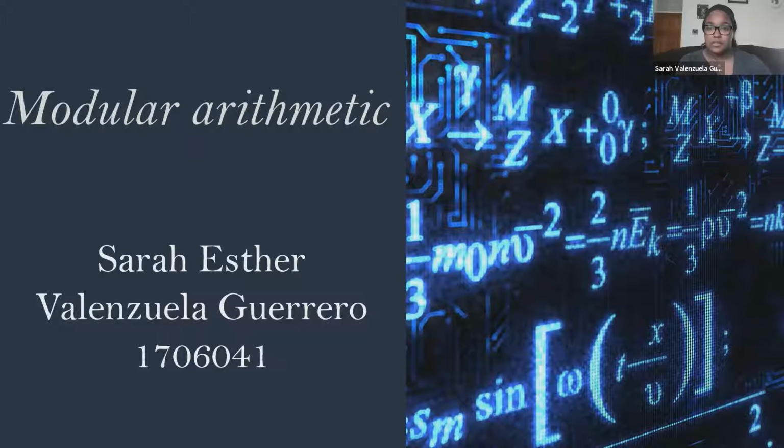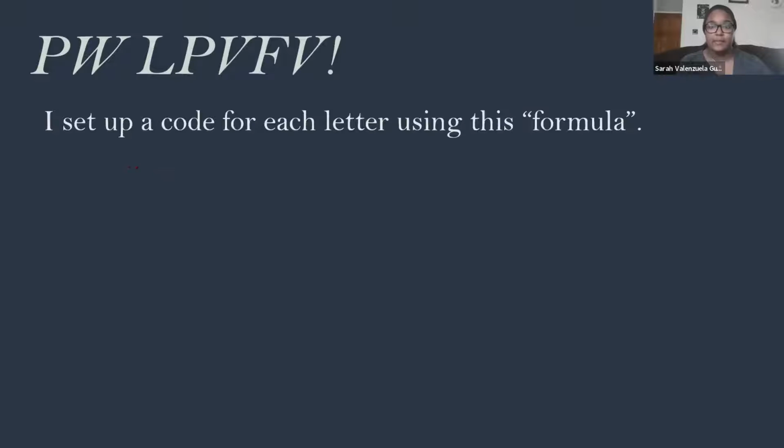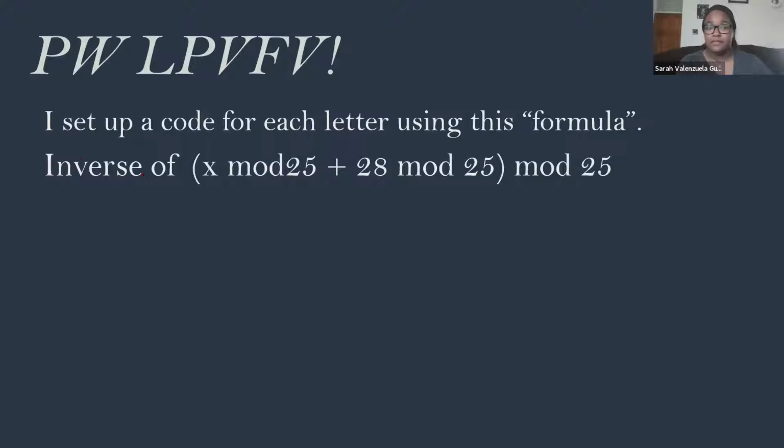In my previous presentation, I left you with some homework, and it was to decrypt this. But what is this? What did it say? Well, I have to tell you that I encrypted it, assigning a number to each letter. I did it under this formula. Each of these letters is the inverse of a certain letter x in modulus 25 plus 28 in modulus 25, or modulus 25. So you might be asking, what was the assigning?